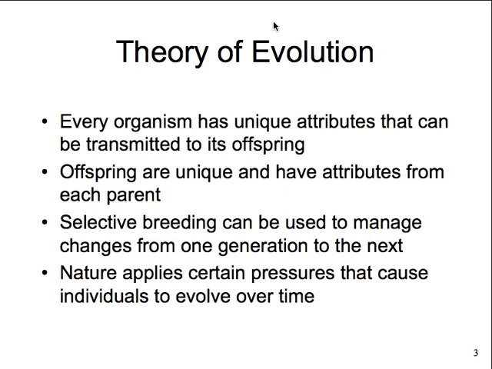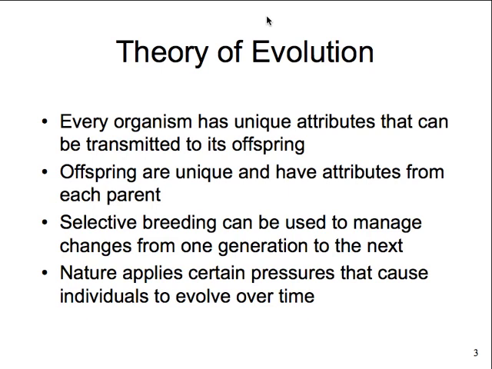So offspring are unique if they have attributes from their parents. So we have selective breeding that can be used to manage changes from one generation to the next. It's a highly controversial concept in the U.S. because people go, well, what about natural selection? Why do we have to do selective breeding?